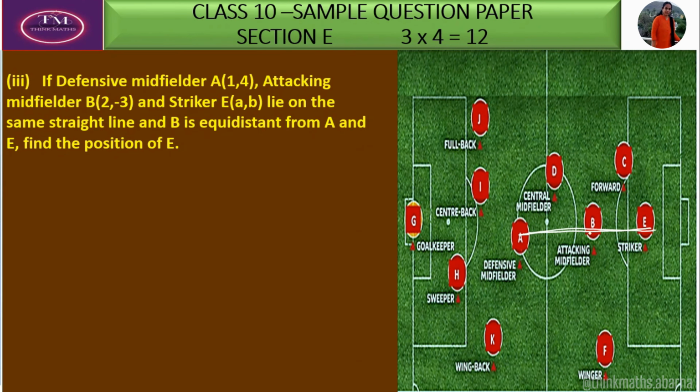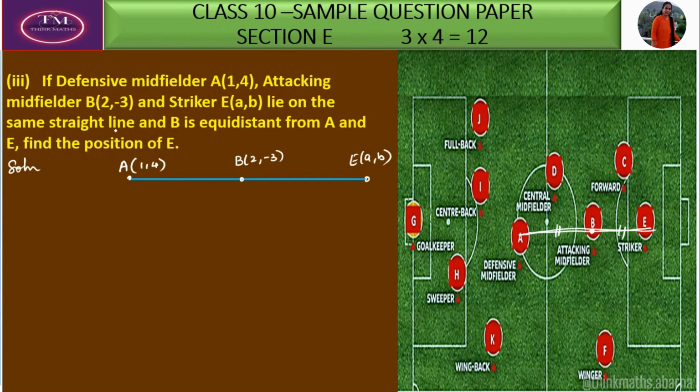Okay, so here B is equidistant from A and E. That means B is the midpoint of AE. So if you find out the midpoint of AE and equate it to B, we can find out the value of E. So let me start the solution. So what is the line given? This A, B, E. So the point A is (1, 4) and this is B. What is B? It is (2, -3) and E is (a, b).